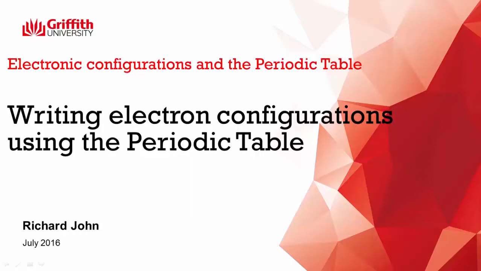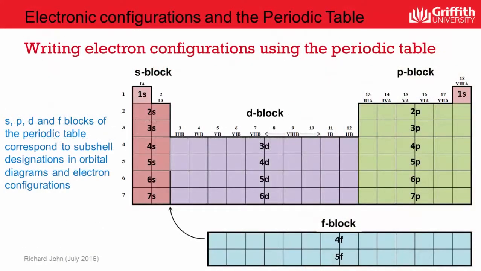In the previous video, we saw how orbital diagrams and electron configurations are actually different representations of the already familiar periodic table. In this video, we see how the periodic table can be used as the best guide to writing the electron configuration of any element.